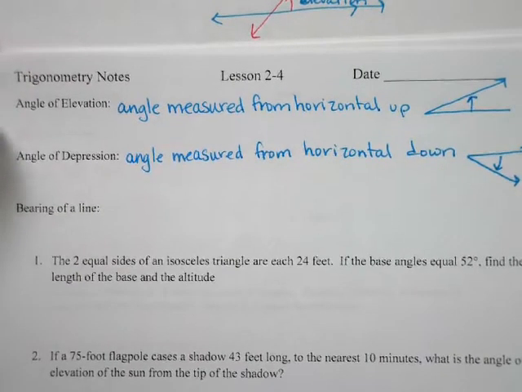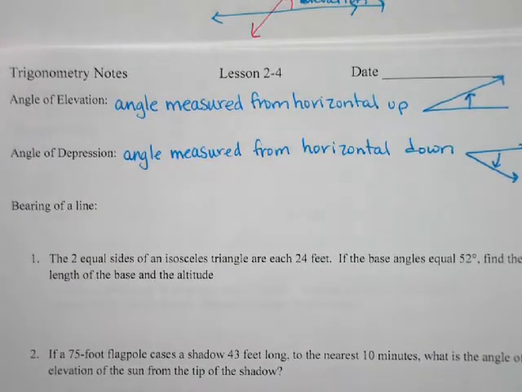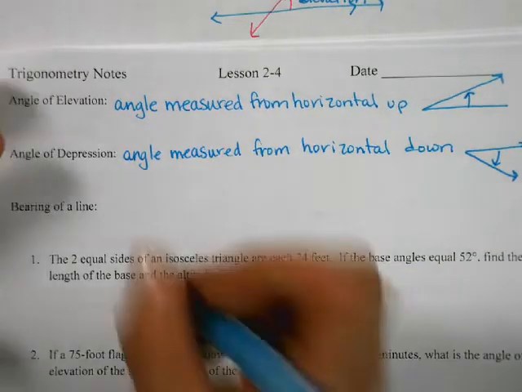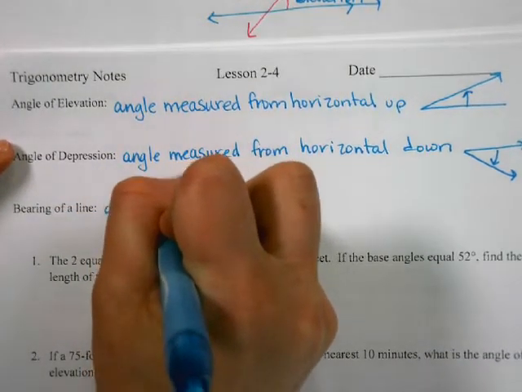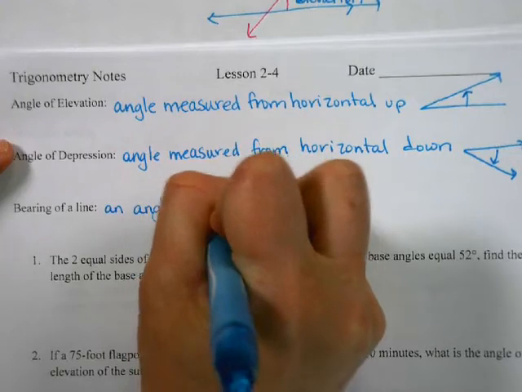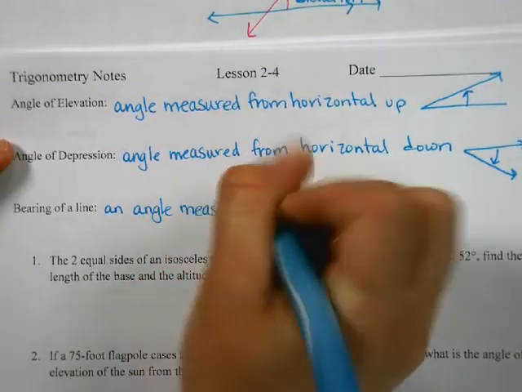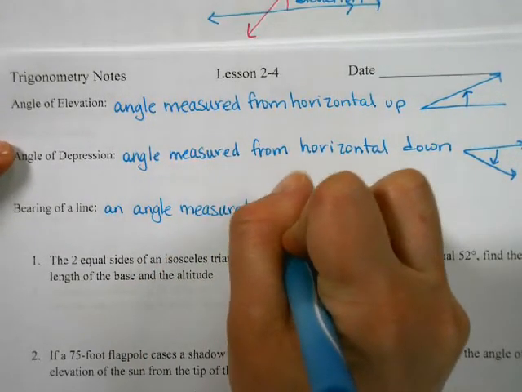Okay, the last one that we have is called the bearing of a line. This is something that airplanes use, ships use, your compass uses it, all those sort of things. It's called the bearing of a line. And it's an angle measured clockwise from north.